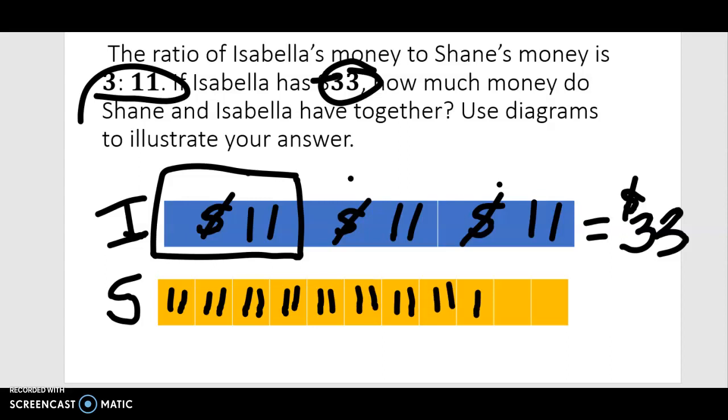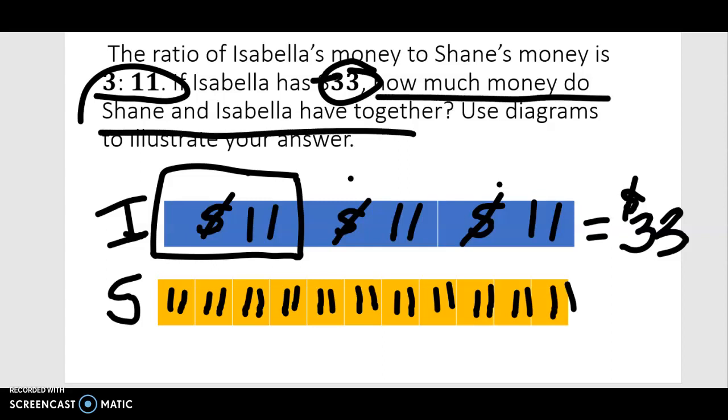Now pay close attention to what the problem is asking you. And you will have to draw this one out on your own to find your answer. But the question says, how much money do Shane and Isabella have all together? That's really important there, that all together. So see if you can figure this one out on your own. Remember, the ratio is 3 to 11, and the unit rate is $11.